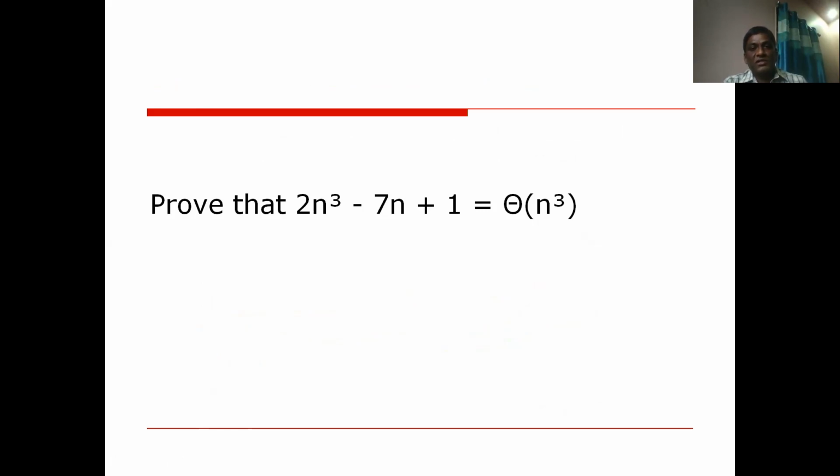What you need to remember is 2n cube minus 7n plus 1 must be represented with c1 into g of n less than or equal to 2n cube minus 7n plus 1 less than or equal to c2 into g of n. Identify that g of n, because the answer is given over here. So you assume that g of n is n cube only. So you need to identify what is c1 and what is c2. Okay.